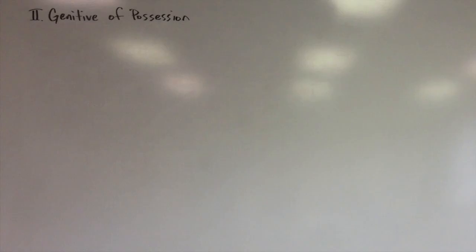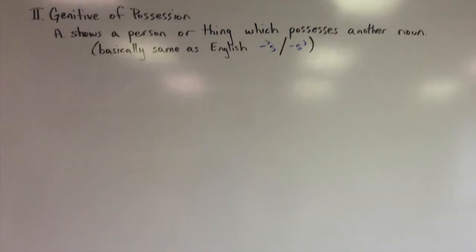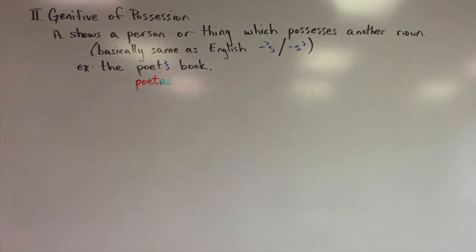In this lesson, we'll be talking about a new construction, the genitive of possession. The genitive of possession simply shows a person or thing which possesses another noun. It's basically the same as an English apostrophe S or S apostrophe. So for instance, if we wanted to talk about the poet's book, poet's is possessive, so we would simply put that into the genitive starting with our stem, poet, and then adding our genitive singular ending, ae. The word book, on the other hand, would not change form.